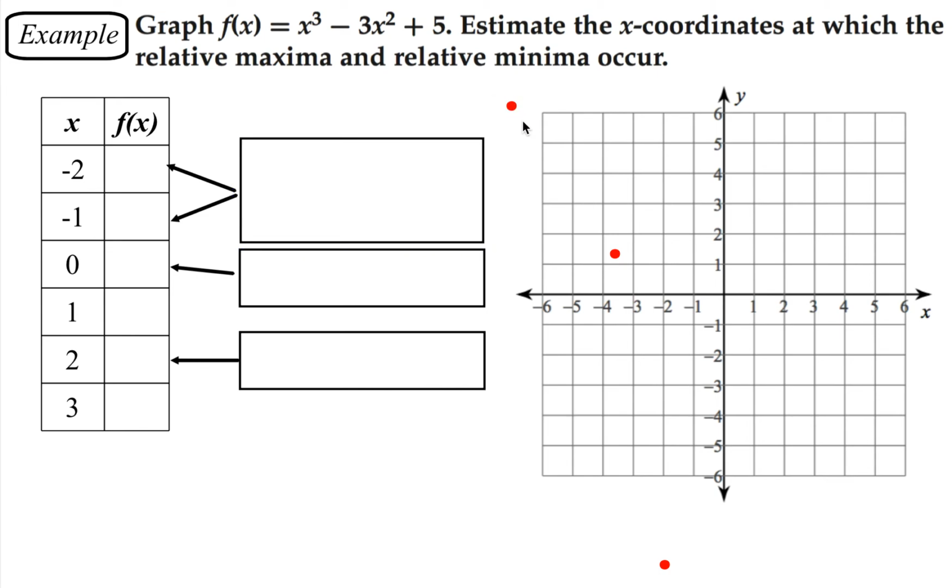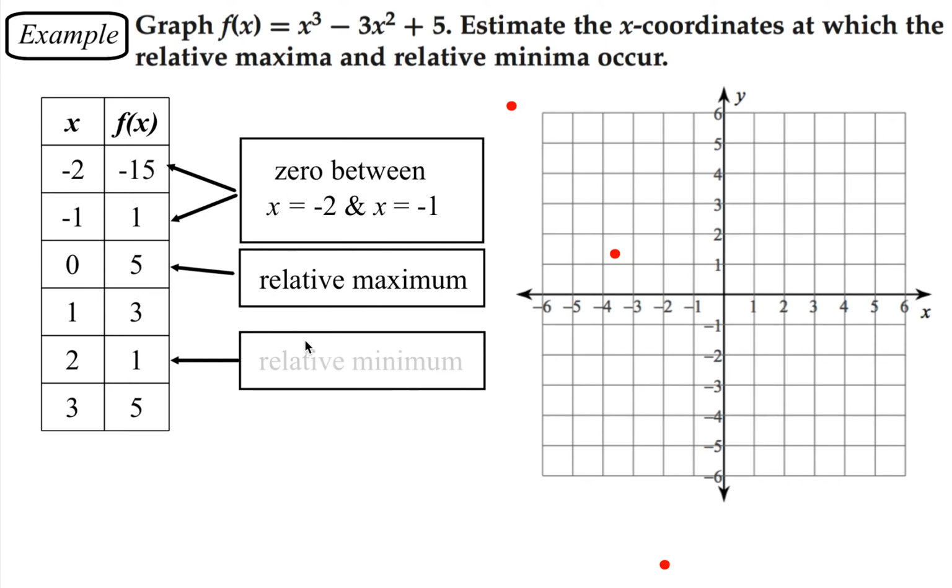So here we go. -1, let me get these back in here so I can take a look at those. -1 goes to 1, so the point -1, 1, it's right about there. And then we have 0, 5, I'll move this one, it's not where it should have been. 0, 5 is about there. 1, 3, right about here. And 2, 1, right around there. And then the point 3, 5, back up here.